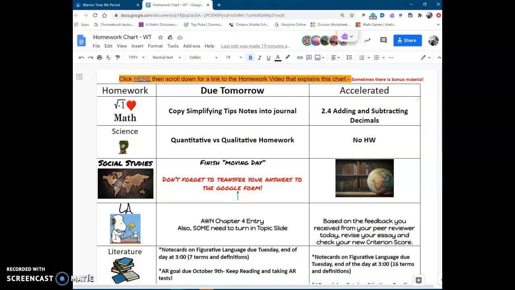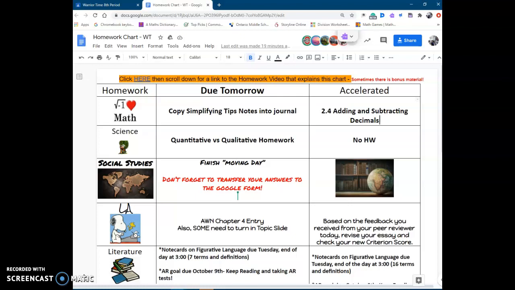Taking a look at our homework for this evening. In regular math, you need to copy our simplifying tips, notes from Google Classroom into our journal. It's a new lesson that's going to get us ready and prepared to move on tomorrow. In advanced or accelerated math, you got a lesson called 2.4, adding and subtracting decimals. In science, we've got a Google Classroom assignment called quantitative versus qualitative homework.